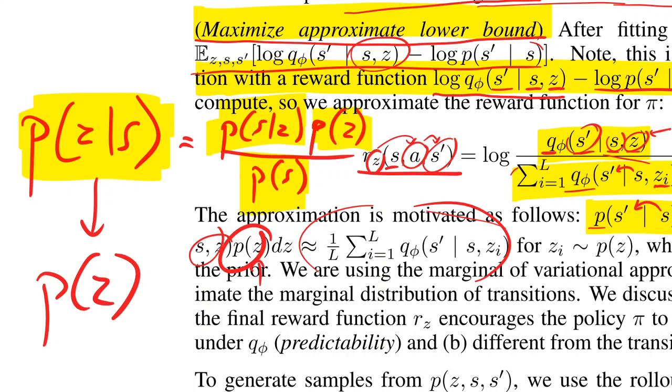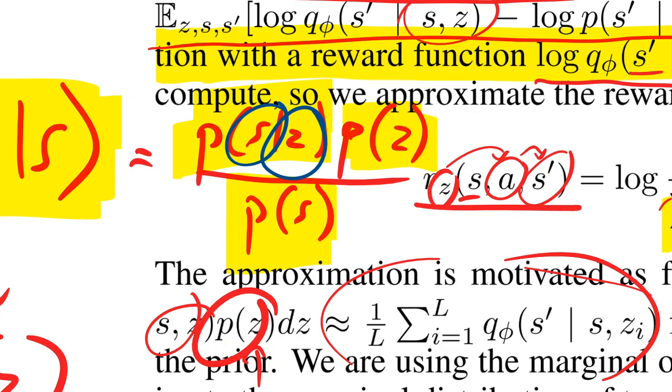What's the probability of a state given that you were acting under a skill Z? And this is also something we don't know, because we don't know the world. We don't have the world model. So you run into the same problem again and again, that you're trying to approximate this.